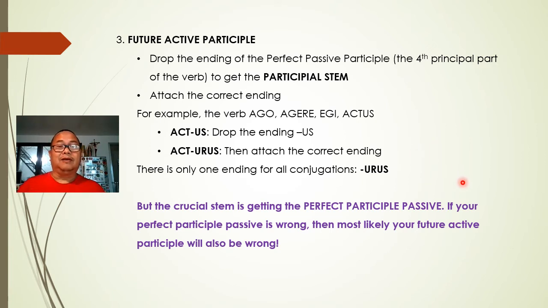But it is important that you know the perfect passive participle, the fourth principal part of the verb. If you have the wrong form of the perfect passive participle, you will surely get a wrong form for the future active participle. So, the four principal parts of the verb are important. Okay.